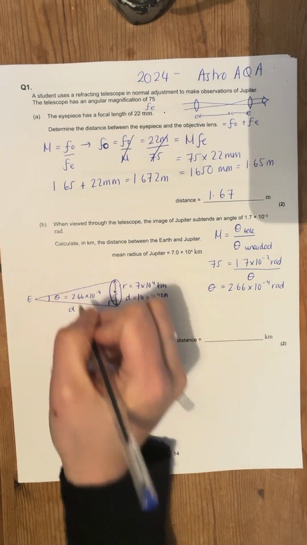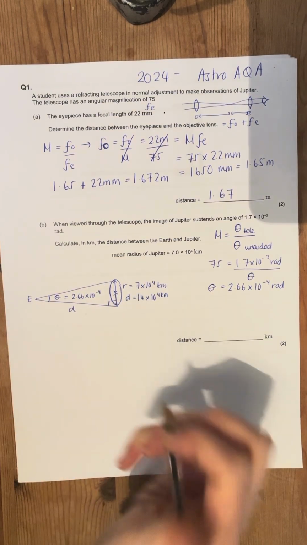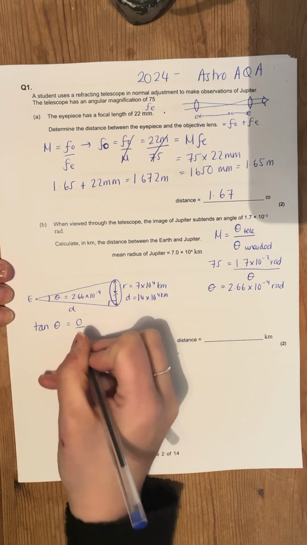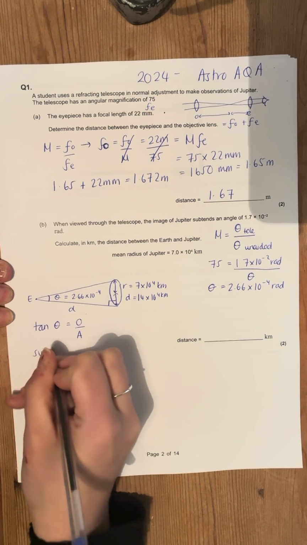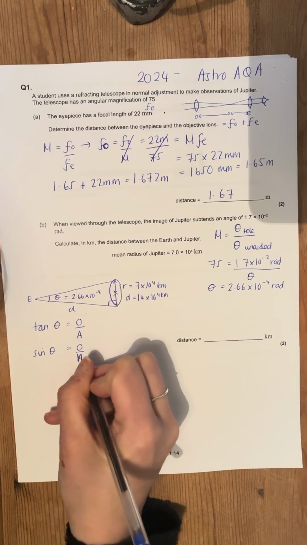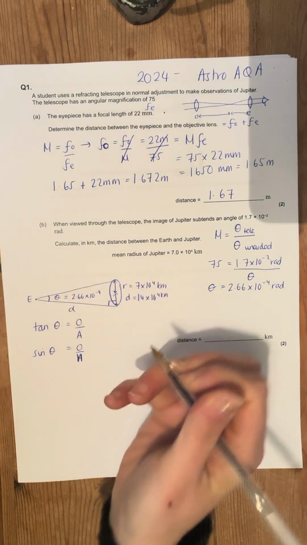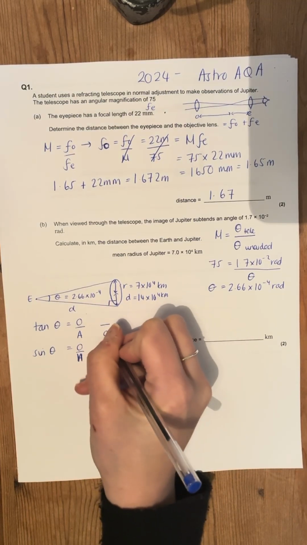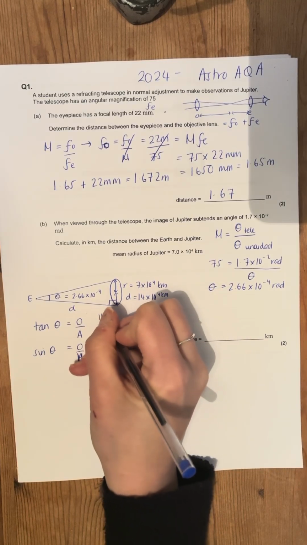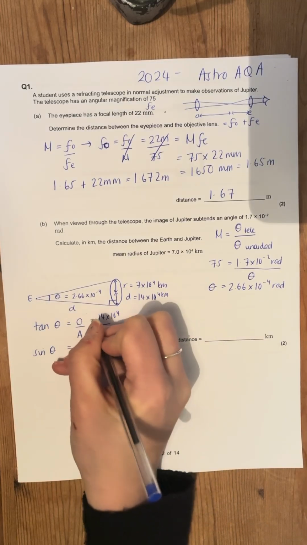And then we can say that this is the hypotenuse and this is the adjacent, or that this is the adjacent and this is the hypotenuse, doesn't really matter. And we can use tan theta equals op over adj, or sine theta equals op over hyp. But the adjacent and the hypotenuse are both d. And for both of them, op is the diameter, so 14 times 10 to the 4. So we can use either one.